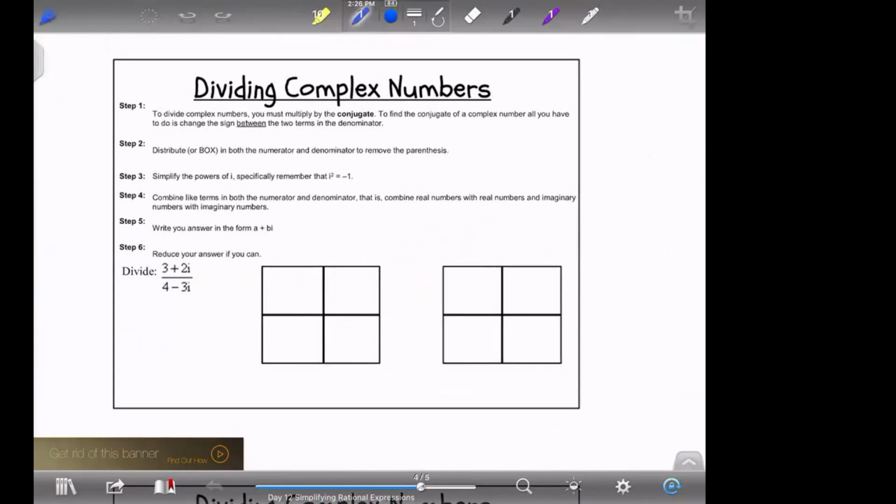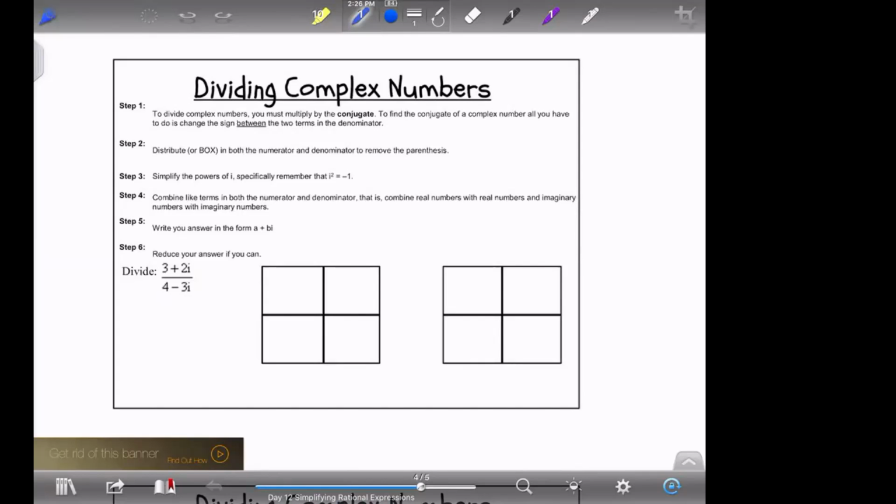So we did addition, subtraction, we just looked at multiplication, and now we're going to look at division. Division is the most important part for this class, so that's what we're going to focus most of our time on. We're going to do, I think, 3 examples just like this. So there are written out instructions, 6 different steps. So the most important step is step number 1.